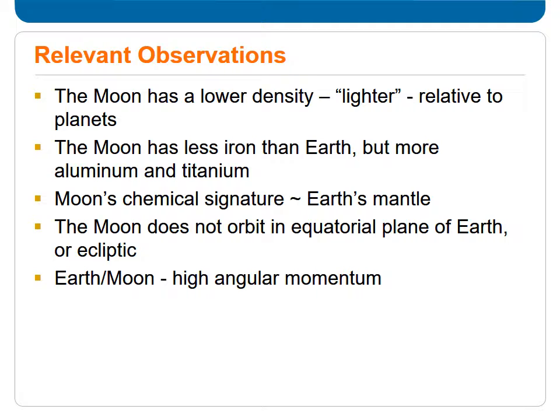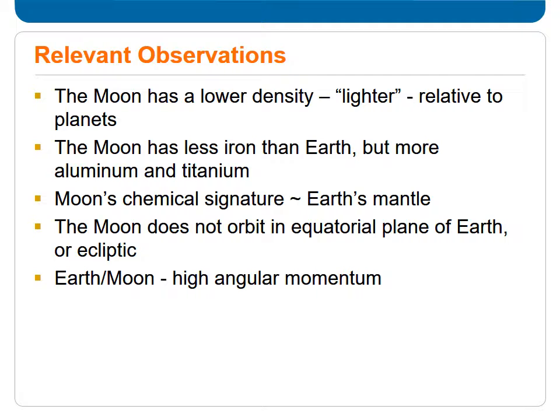Some of the relevant observations are the similarities and differences of the moon and the Earth and other planets. The moon has a density of about 3.3 grams per cubic centimeter. This is low compared to Earth's, which is closer to 5.5 grams per cubic centimeter. The moon is enriched with titanium, aluminum, and related elements, and depleted in iron and volatile elements and compounds. It is very dry.